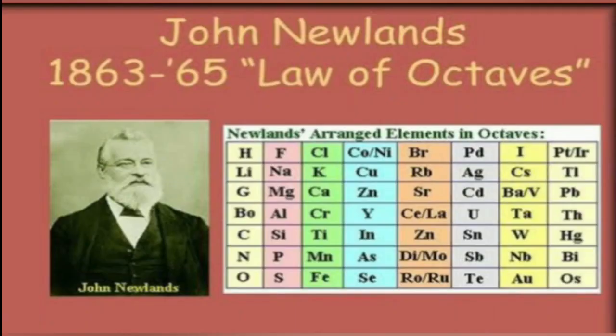Now let's look at Newlands' Octaves. In 1865, after the failure of Döbereiner's triads, the English chemist John Alexander Newlands gave the law of octaves. According to him, elements can be arranged in ascending order of their atomic weights. He also said that in this arrangement, every eighth element of a row had similar properties to that of the first element of the same row, depicting the octaves of music. This law was also dismissed as it was only true for elements up to calcium.